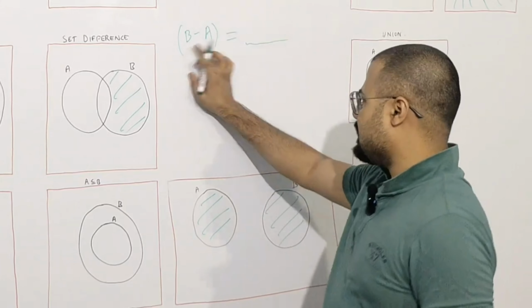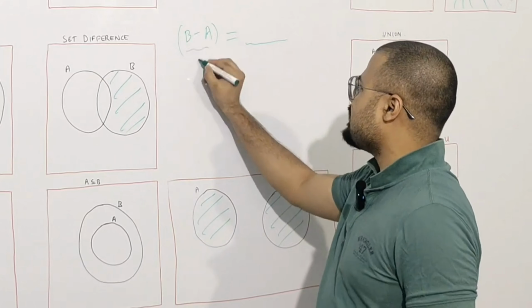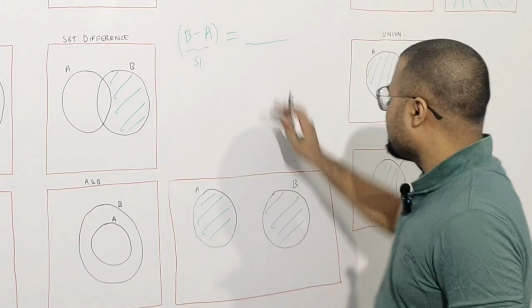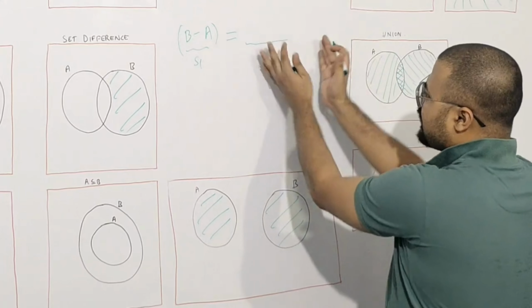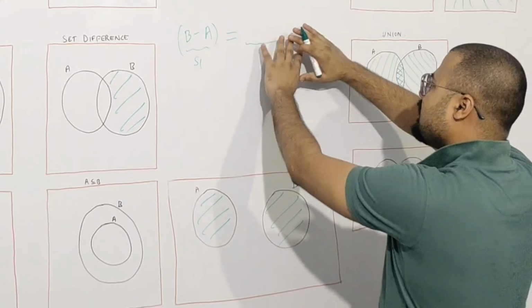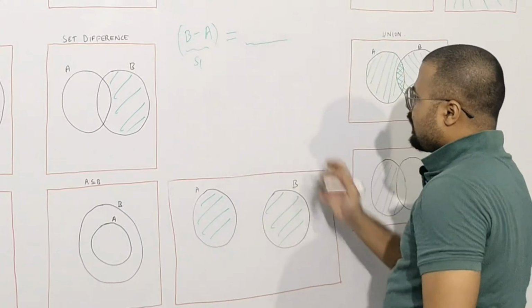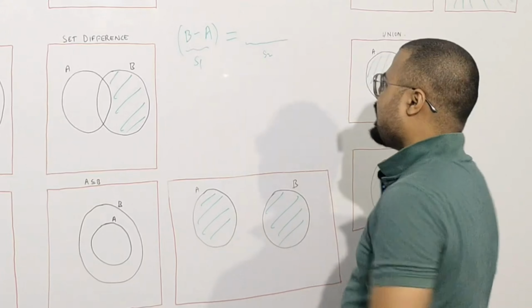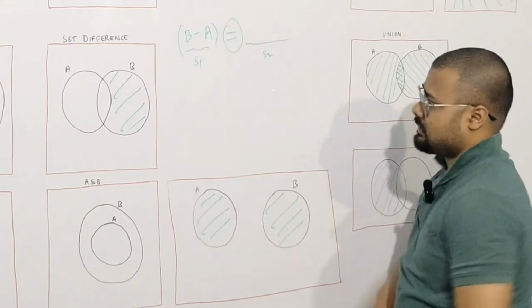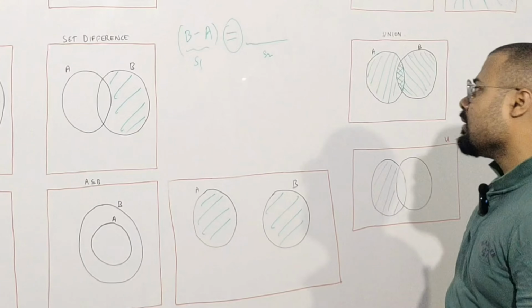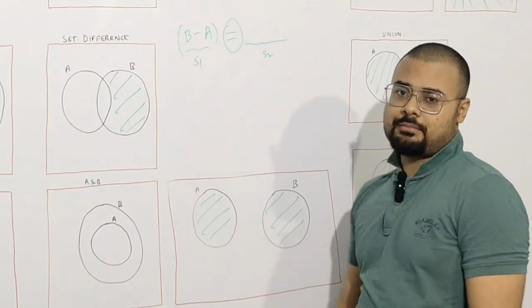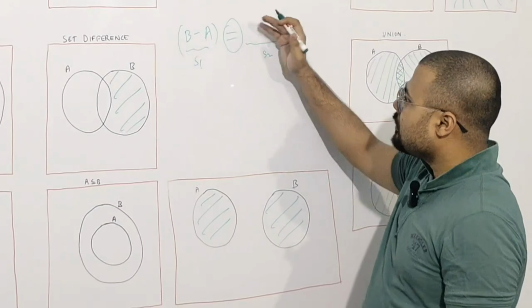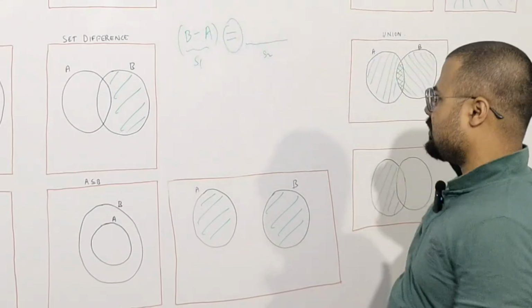If I write B minus A as S1, set 1, then I may have different expressions of set operations, but ultimately it will evaluate to one set, and let that set be S2. And if there is an equal sign, then it means that the elements in S1 and the elements in S2 are the same. You can equate B minus A with other set operations.